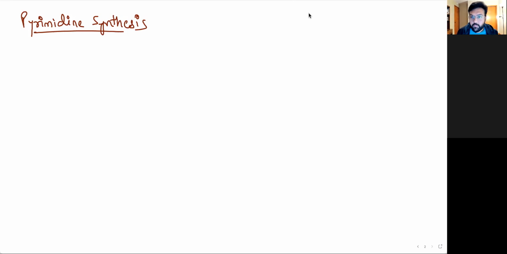If you want to start pyrimidine synthesis, our end products should be C, U, and T. That's our end product. That's what we want to make in pyrimidine synthesis. Let's start.